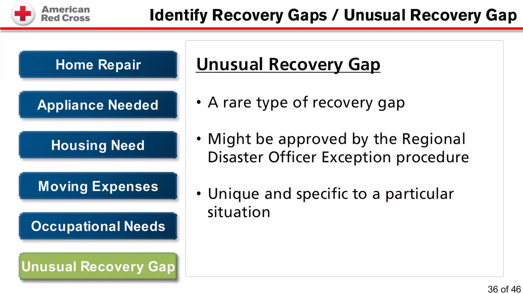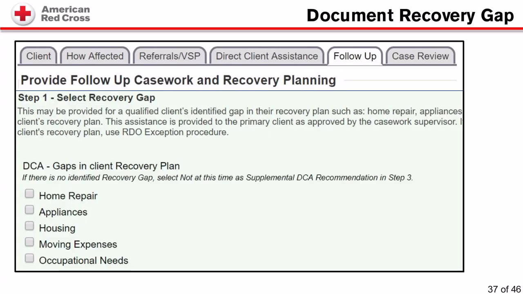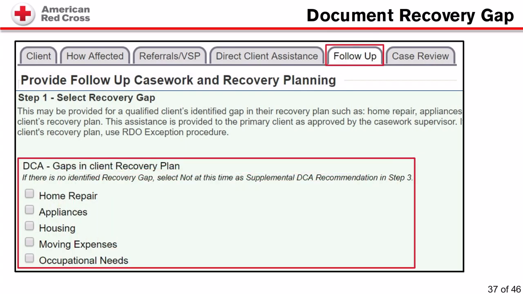You may also hear of an unusual recovery gap. This rare type of recovery gap might be approved by the RDO exception procedure. These are unique and specific to a particular client situation. When the client cannot meet the recovery gap on their own, move to the Follow-up tab and document the client's recovery gap. The recovery gap is one of the criteria for Supplemental Direct Client Assistance qualification that we will review in the next module.